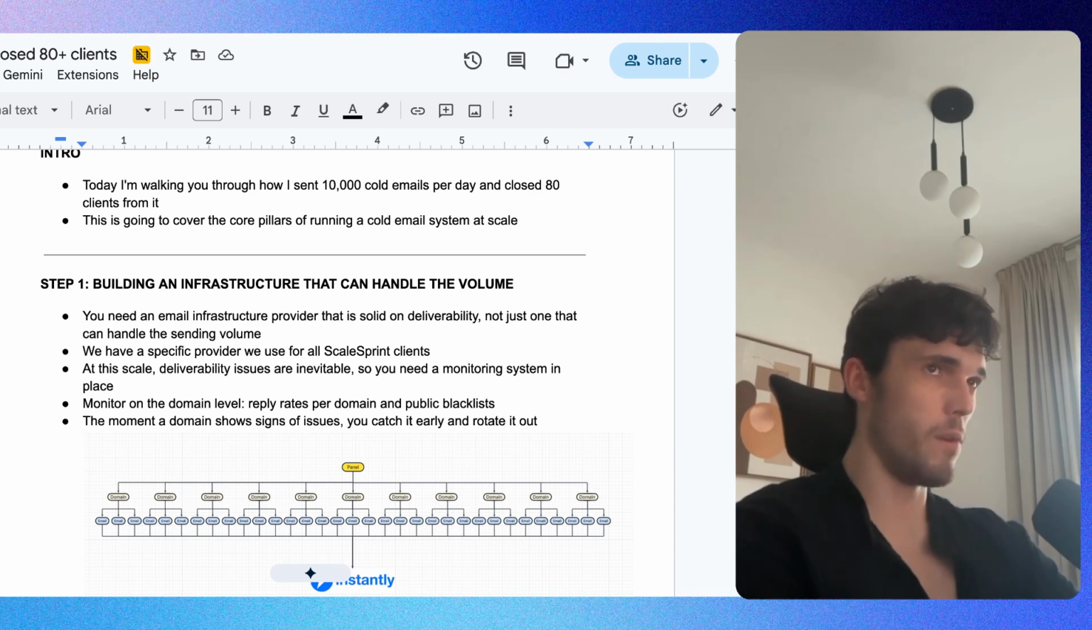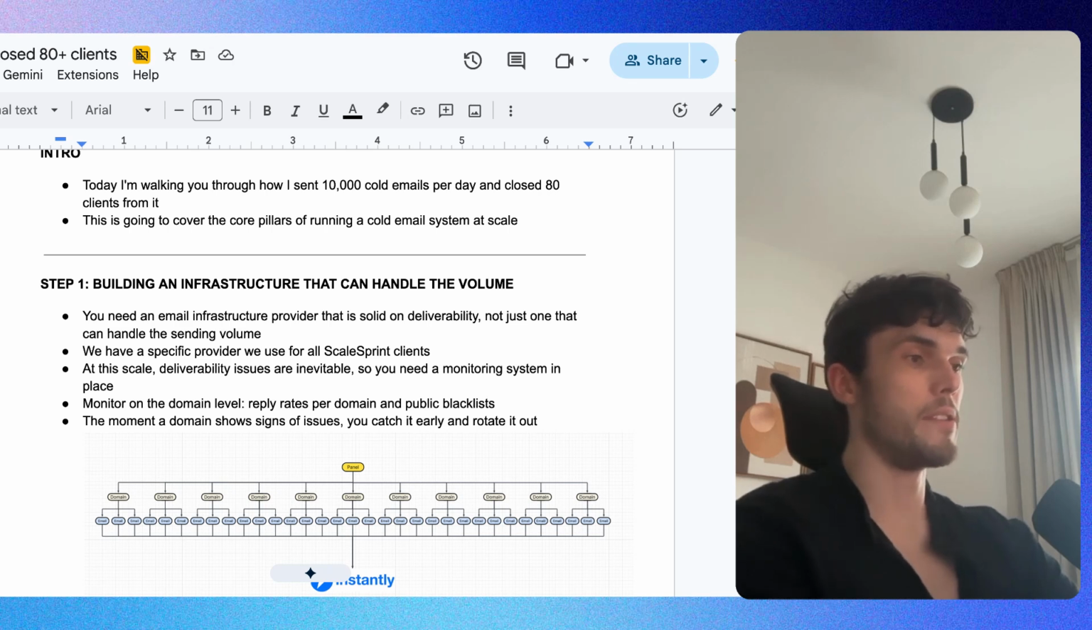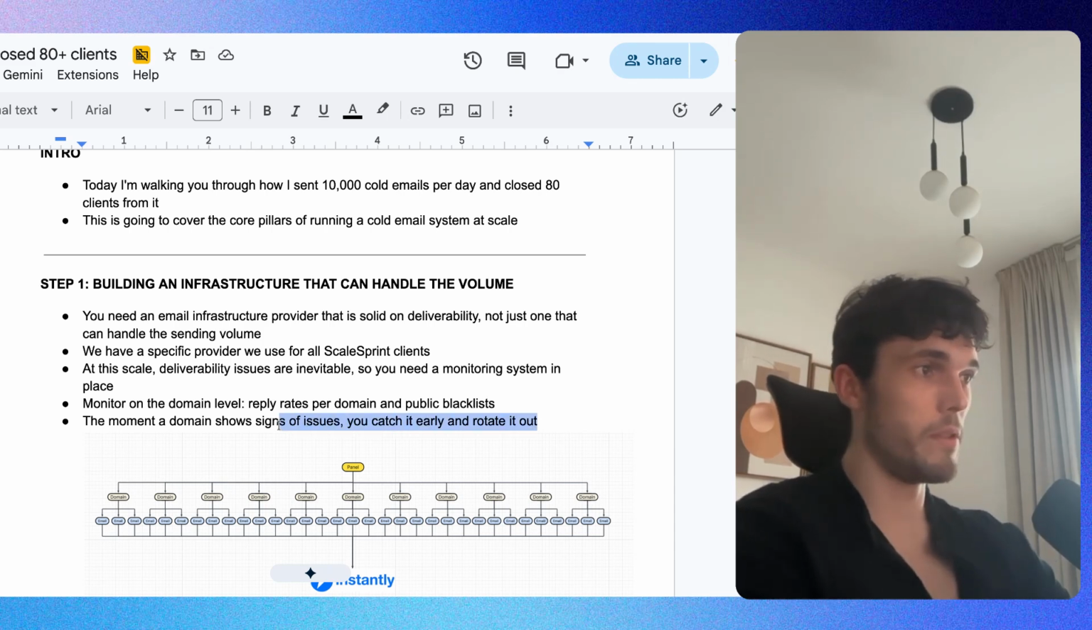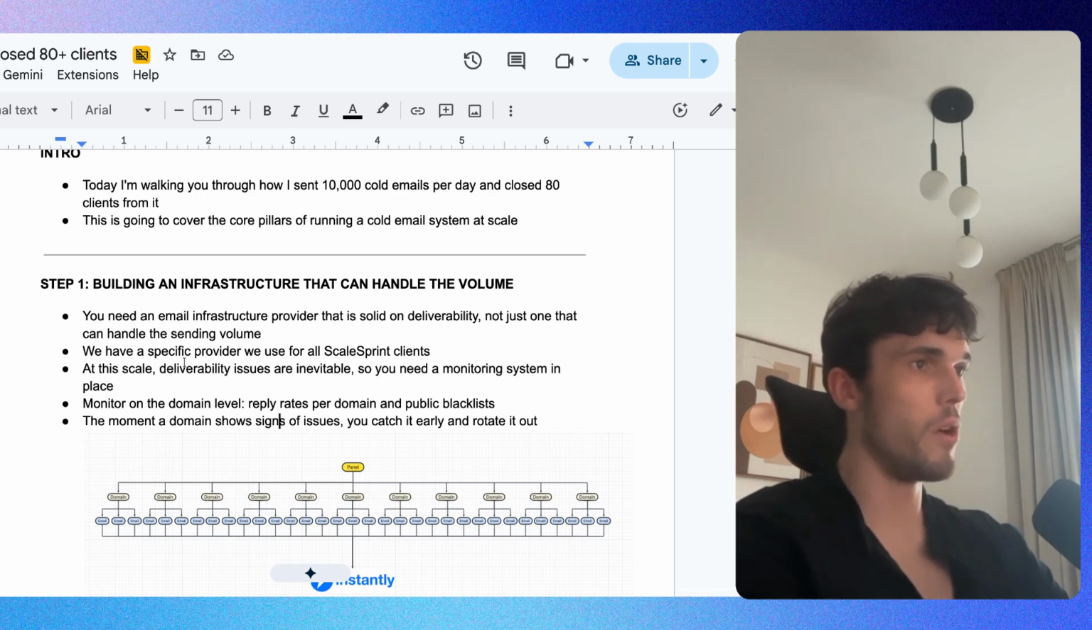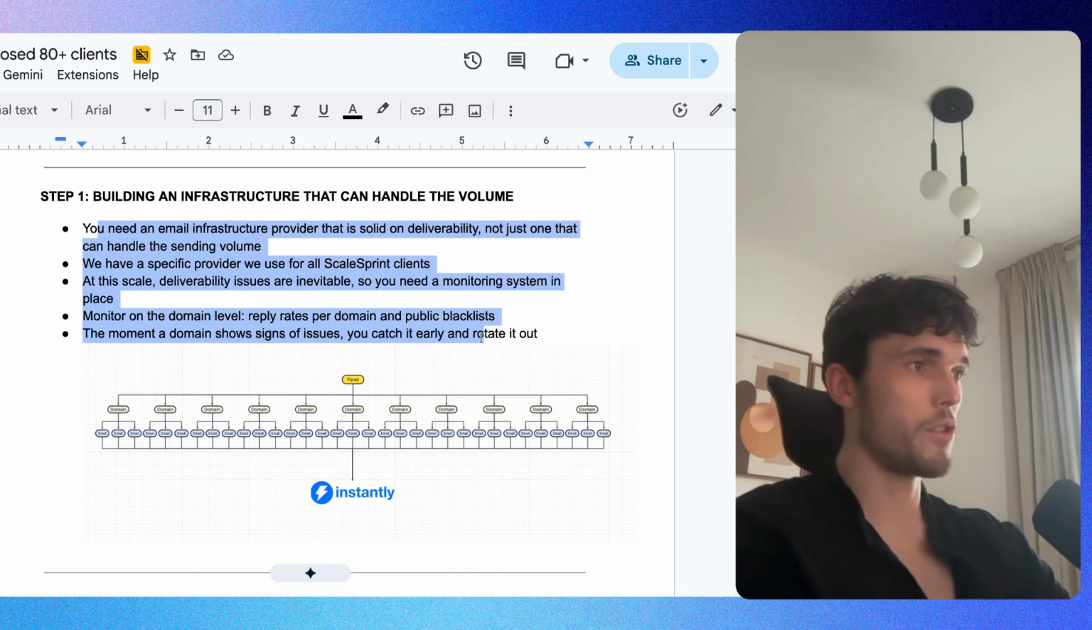And when you're sending this kind of volume, what you don't want to have happen is that a lot of the different domains are slowly losing their momentum and they're not having as good a sending reputation as they had in the beginning. You want to be able to monitor that and switch them out when that happens. Because otherwise you'll catch it when it's too late, and it's not going to be good for the entire system. So this is what you need to do on the infrastructure side of things.